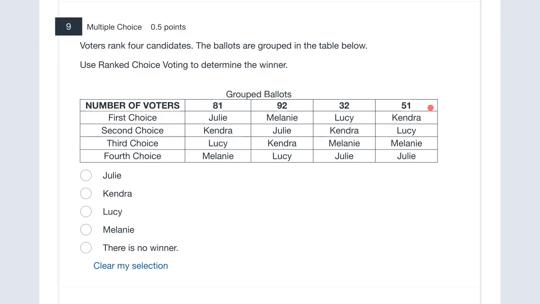Oh, back to ranked choice voting again. So the first thing we have to do is determine the number of voters, right? So how many votes is it going to take to win? So this is 81 plus 92 plus 32 plus 51, which is 256.